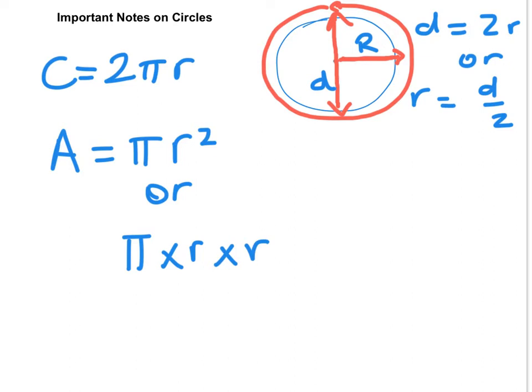So they're the formulas you need to know. Let's refresh them quickly. If you have diameter, divide it by 2 and that gives you radius. If you have radius, multiply it by 2 and that gives you diameter. If you want to find the circumference, you multiply 2 times pi, which is 3.14, times the radius. And if you want the area, you do pi times radius squared, or pi times radius times radius. So let's have a look at a couple of examples.